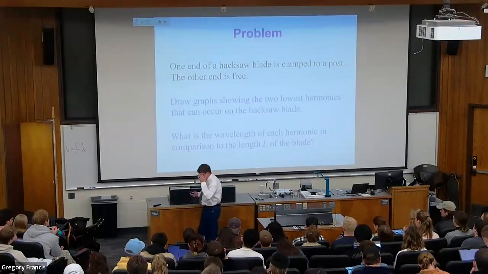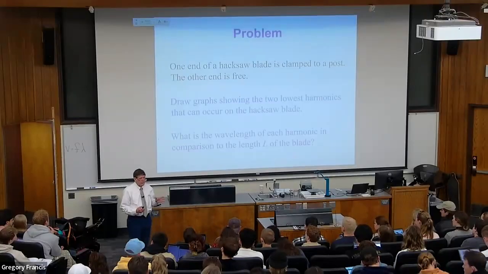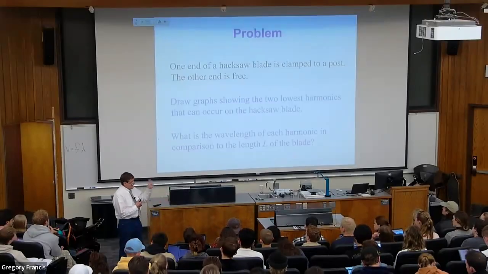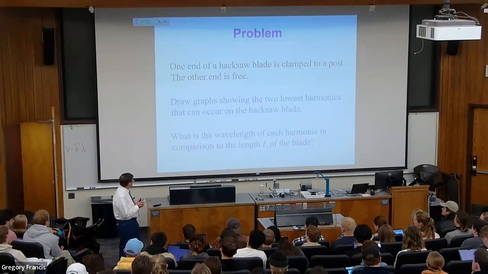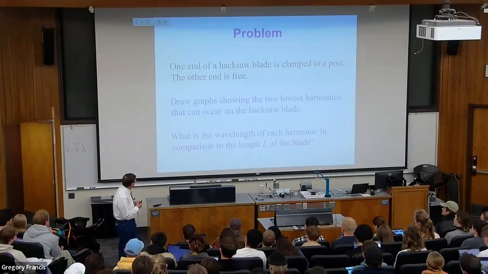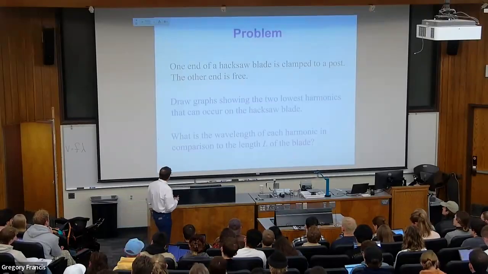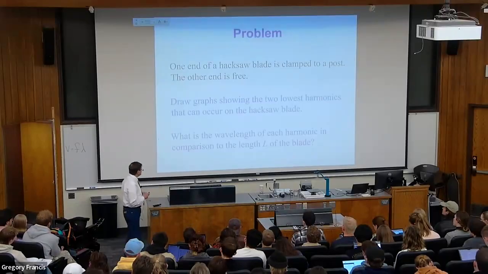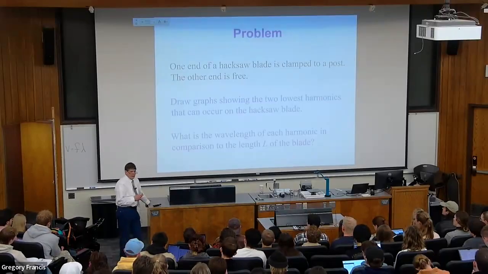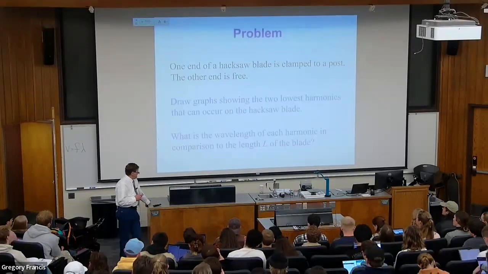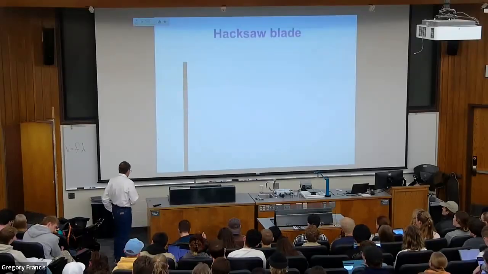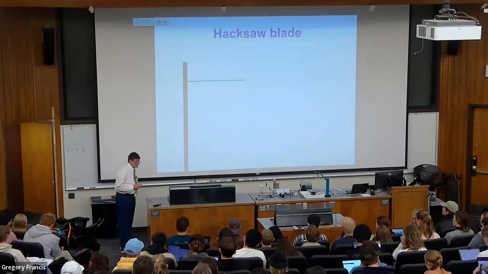In some places in the country, you can actually make music with a hacksaw blade by clamping it to a post and twanging it. And, you know, if you've got the right boots, it works just fine. So we've got a hacksaw blade that's clamped to a post. The other end is free. And we want to draw a graph showing the 2 lowest harmonics that can occur on the hacksaw blade. And we want to know what the wavelength of each of those harmonics is in comparison to the length of the blade. So there's the post, and there's the hacksaw blade.